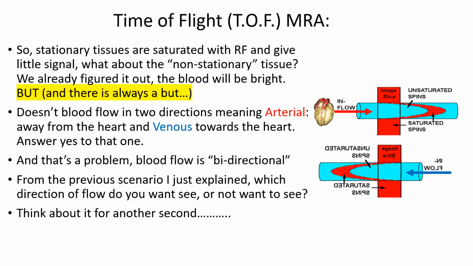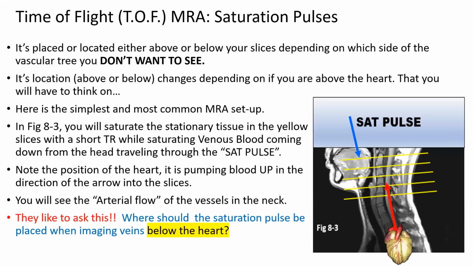Hopefully you just say to yourself, wait a minute, I know what I can do. I can add a SAT pulse. That's right. A SAT pulse is going to be placed on the side of the blood you don't want to see. In this particular case, we're doing carotids. We're doing axials in the carotids. Blood is going up the neck into the brain.